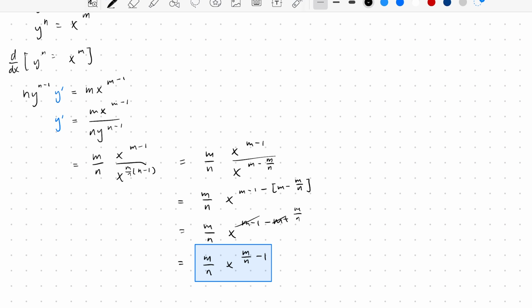And in the next video or the future videos, I'll be talking about how we can use implicit differentiation to do logarithmic differentiation, as well as finding formulas for exponential terms, like for example, a to the x, or e to the x, or ln x.